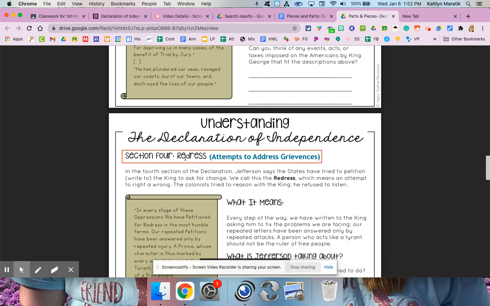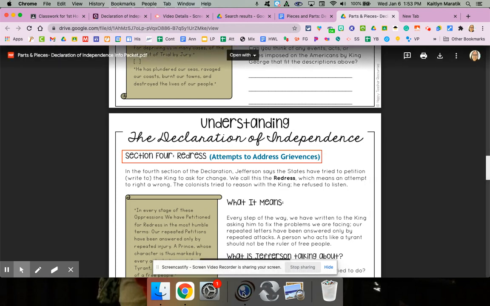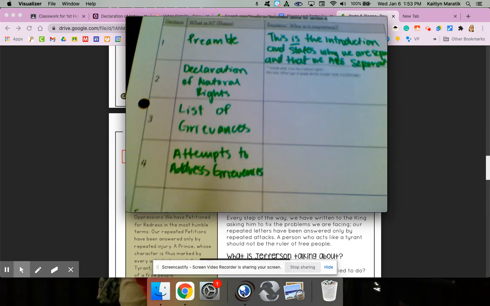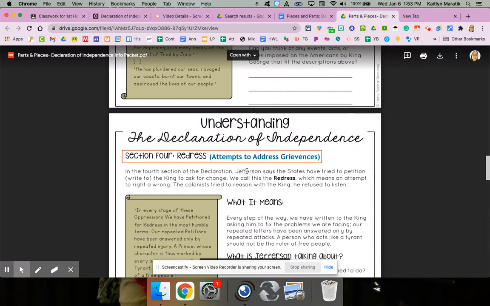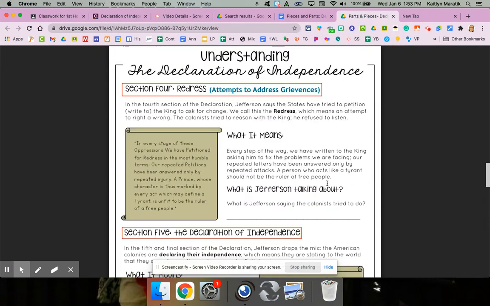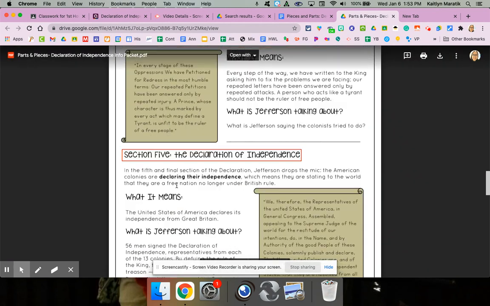The fourth one, redress, or even better, attempts to address the grievances. If you're wondering why I'm pausing, it's because I'm also writing these as I'm telling you. You should get at least these bits. So then go ahead and read through this, and again, what does it mean? What is this little blurb that they've got here?